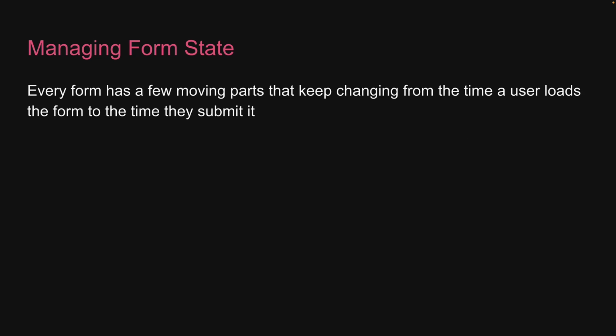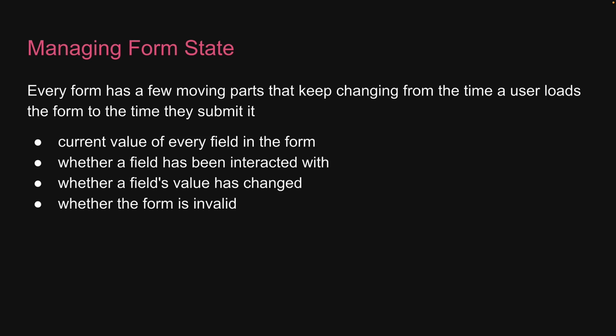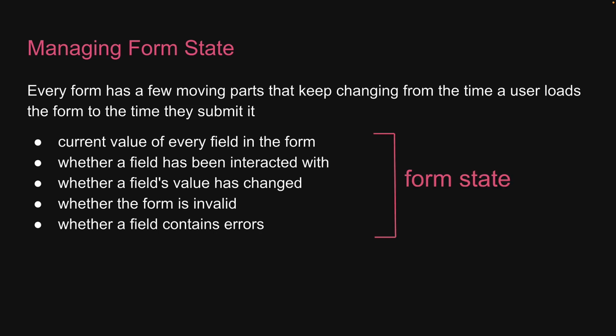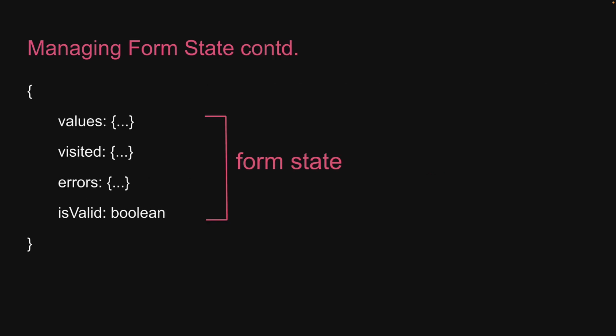Every form has a few moving parts that keep changing from the time a user loads the form to the time they submit it. This can include the current value of every field in the form, whether a field has been interacted with, whether a field's value has changed, whether the form is invalid, whether a field contains error, and much more. All of this data collectively can be referred to as the form state. In code, we can represent the form state as an object with key value pairs. As you can see, there is so much to track, and trying to do this manually is time consuming.